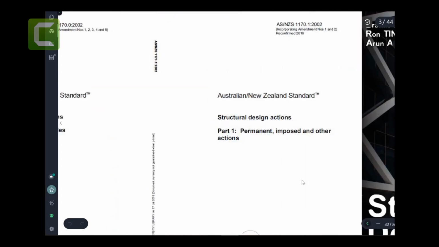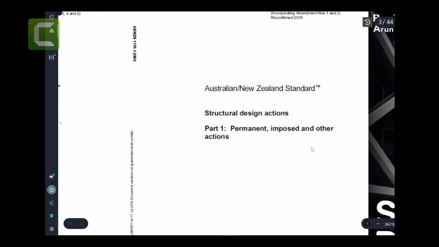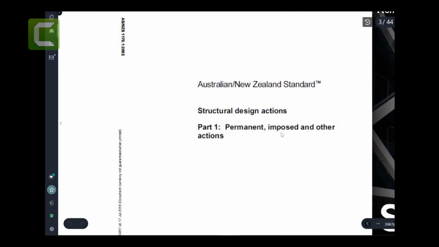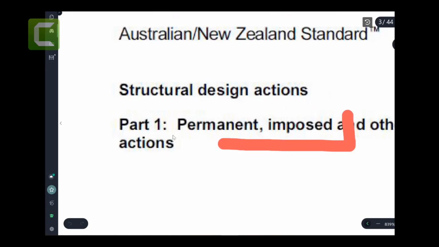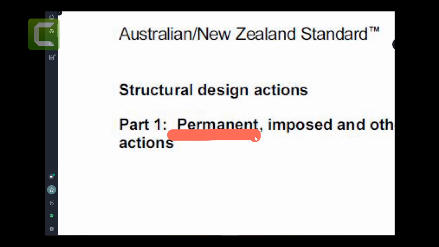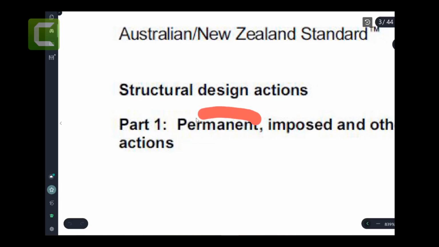The second standard you will be introduced to this week is titled Permanent, Imposed and Other Actions, but we're going to focus mostly on permanent and imposed. So permanent, usually we call it dead loads. Permanents are the dead loads, including the self-weight. The self-weight of a structure is dead load. There are also superimposed dead loads, like tiles, like services. They are always there, and they are considered as permanent or dead load.